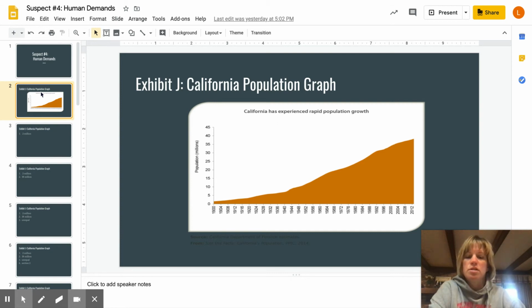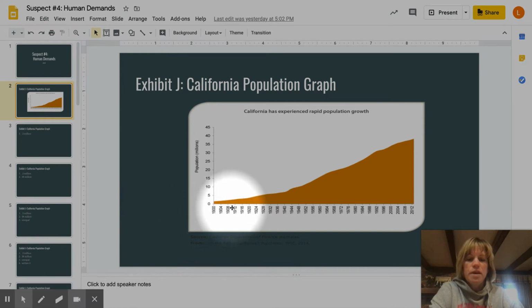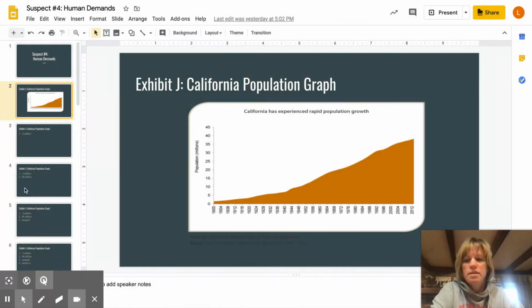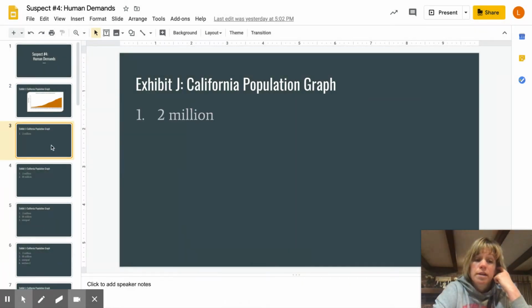The first question I asked you was to tell me about the population of California in 1912. When I move over this way, it looks kind of in the middle of 0 and 5 million. I thought it was a little closer to 0, so you'll see that I picked 2 million as the population in 1912.